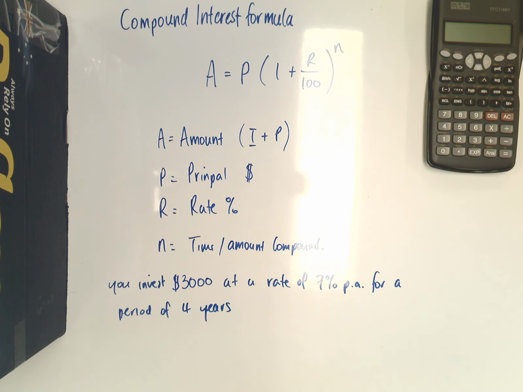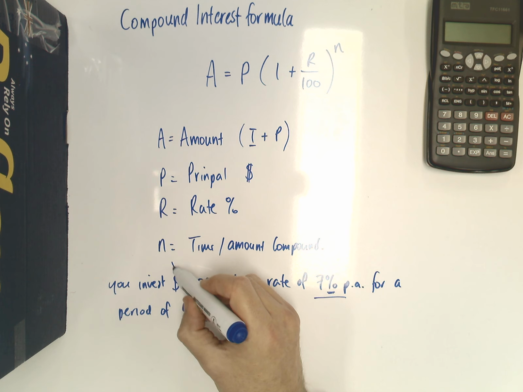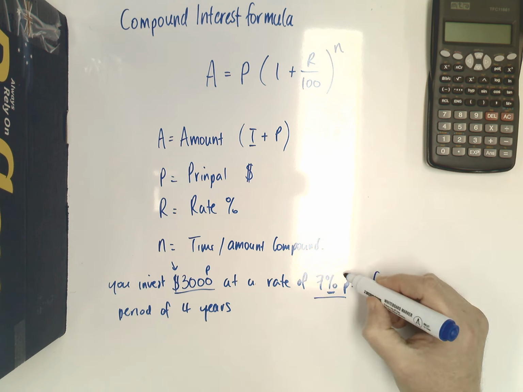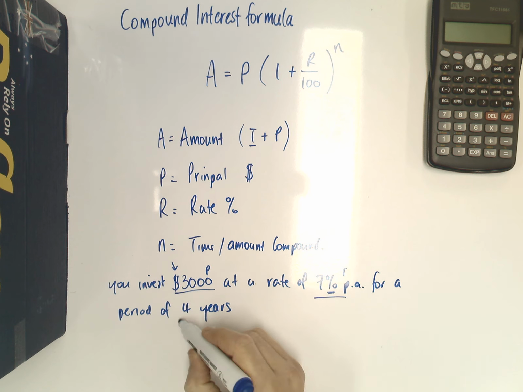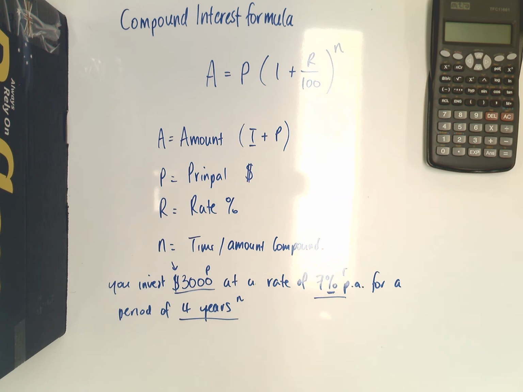So, as I said, the way that I like to look at it is if I've got a percent here, then I know that that's going to be our R. If I've got a money sign here, then I know that this is going to be the P in our question. And I know that this down here is going to be, of course, our N.